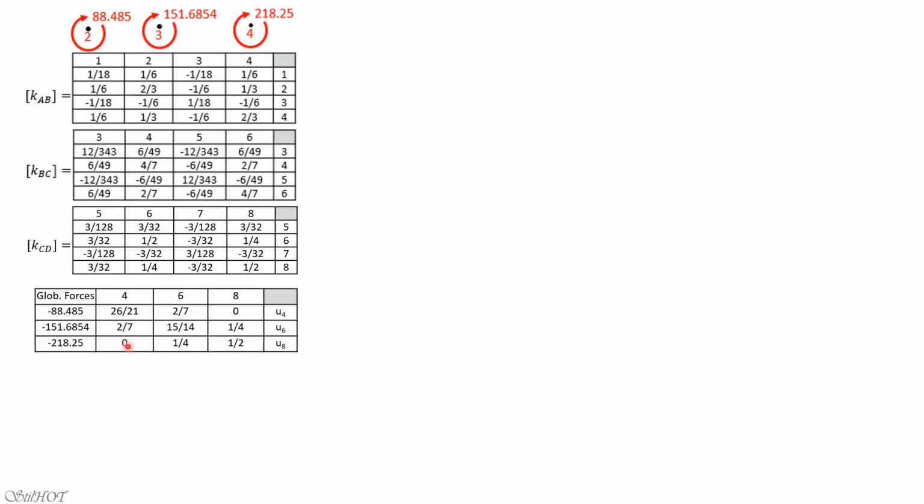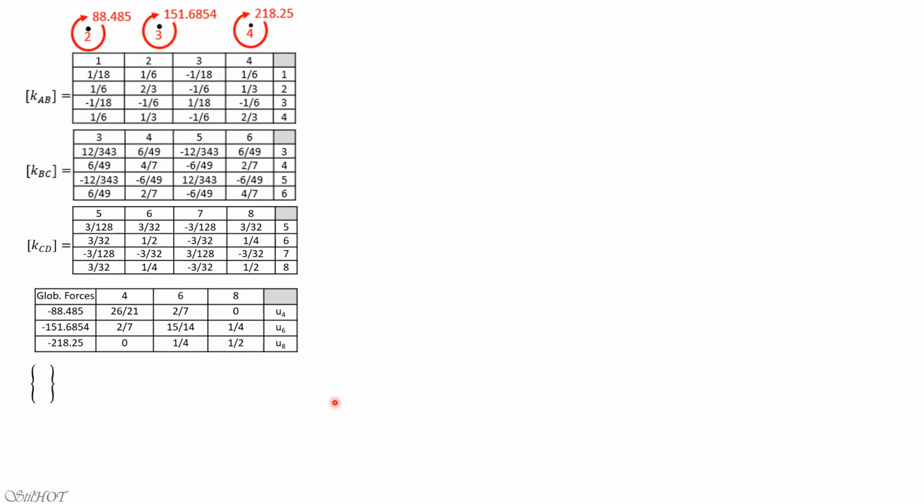Then 8, 4 is also 0. Same like that. This is 6, 6. 6, 6 is 4 over 7 plus 1/2. 4 over 7 plus 1/2 is 15 over 14. This is 6, 8, and we only have 1/4. So 8, 6 is also 1/4. And finally, 8, 8 is 1/2.